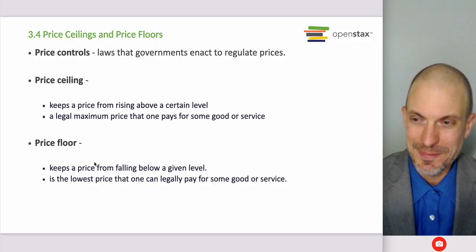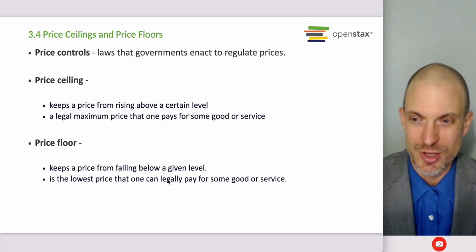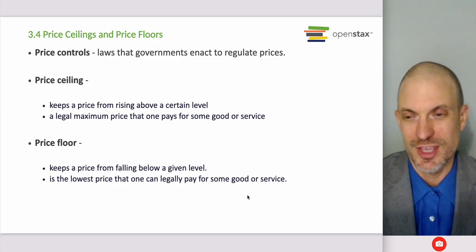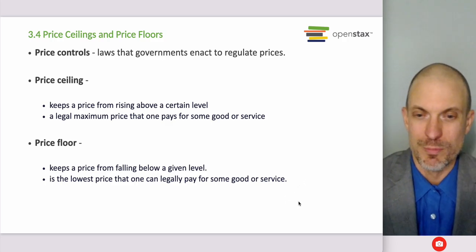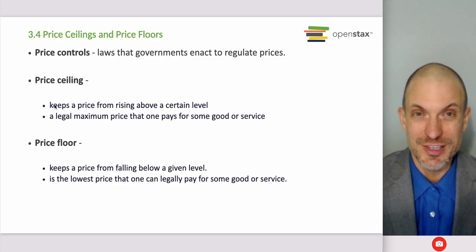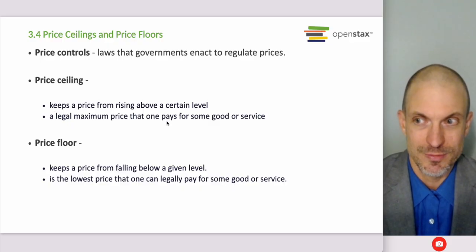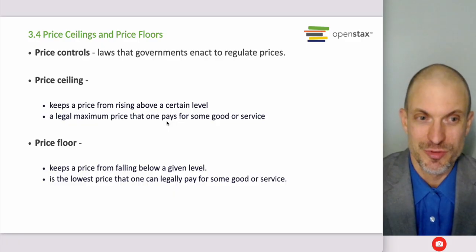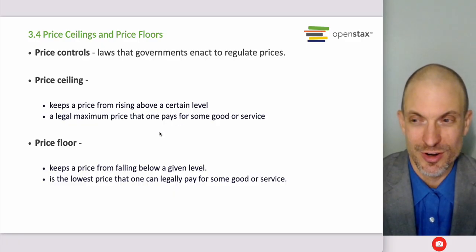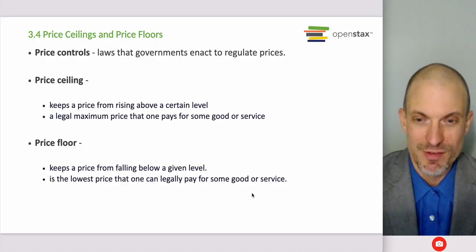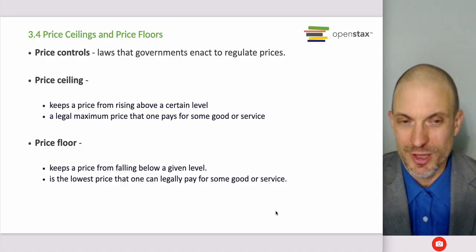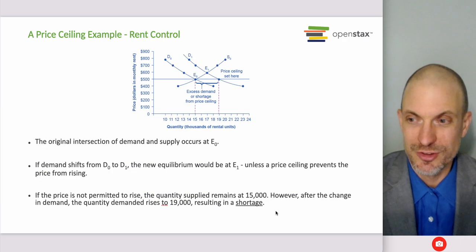A price floor keeps the price from falling below a given level. It's the lowest price you can legally pay for a good or service. Again, it doesn't say what the price has to be. It says it can't go below it. Now, if the price ceiling is below the equilibrium, it'll be binding, and then the price ceiling becomes the price. It'll also cause a shortage, because from earlier in the lecture, you get a shortage anytime you have a below equilibrium price. A price floor prevents the price from going lower, so if we place the price floor above the equilibrium, it'll cause a surplus because you have an above equilibrium price.